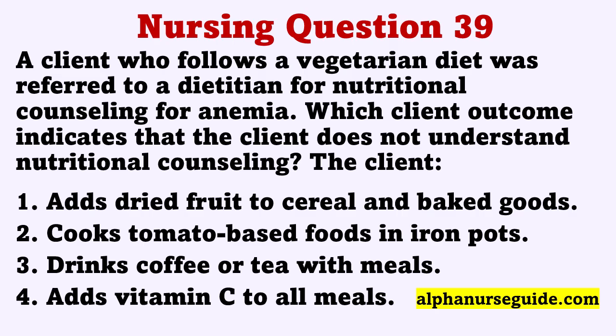The correct answer is 3. Drinks coffee or tea with meals. Coffee and tea increase gastrointestinal motility and inhibit the absorption of non-heme iron. Clients are instructed to add dried fruits to dishes at every meal because dried fruits are a non-heme, or non-animal, iron source. Cooking in iron cookware, especially acid-based foods such as tomatoes, adds iron to the diet. Clients are instructed to add a rich supply of vitamin C to every meal because the absorption of iron is increased when food with vitamin C or ascorbic acid is consumed.